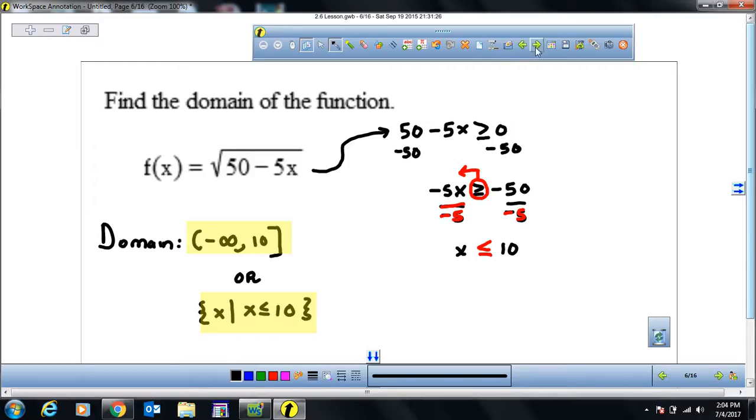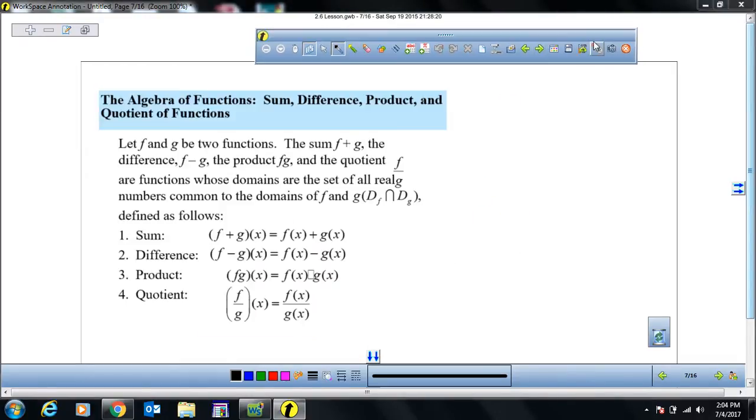Next one. Now the next thing we're going to work on is combinations of functions. This is going to be the definitions we're going to do next. It states here, let f and g be two functions. The sum, the difference, the product, and the quotient of those functions, which is the addition, subtraction, multiplication, and division of those functions, are functions whose domains are the set of all real numbers common to the domains of f and g. So whatever the domain of f and g is, the domain of the sum, the difference, the product, and the quotient will be the common values from the domains of f and g.